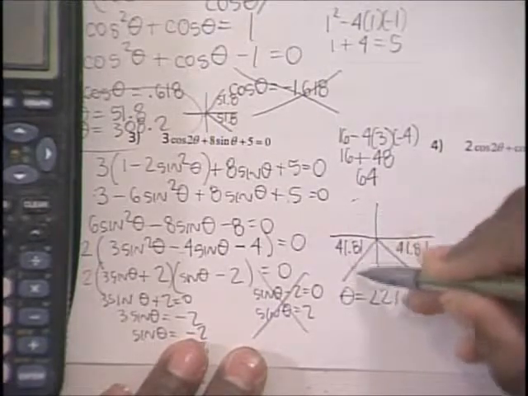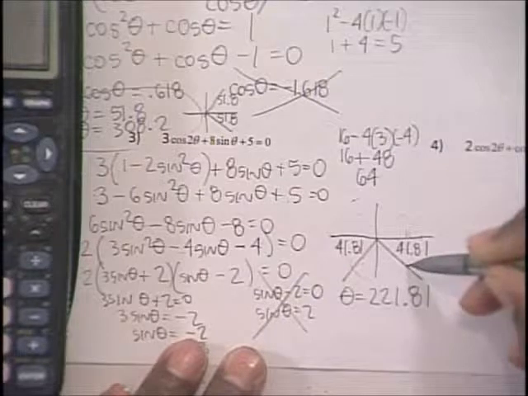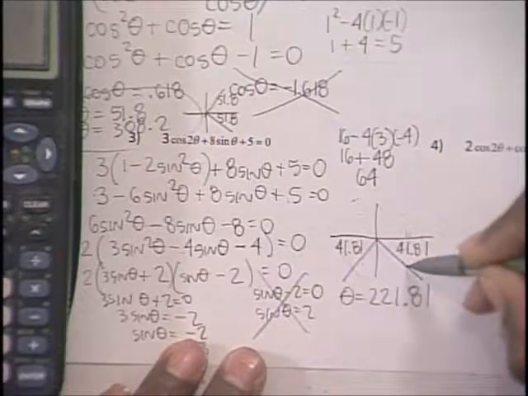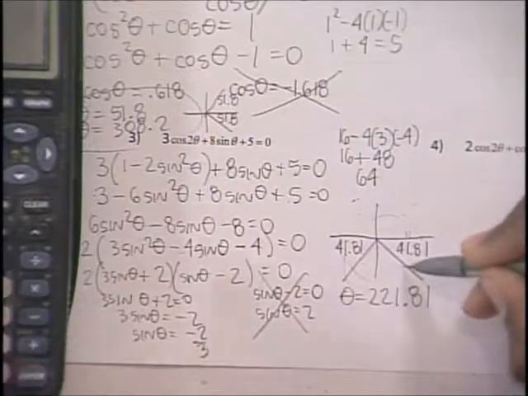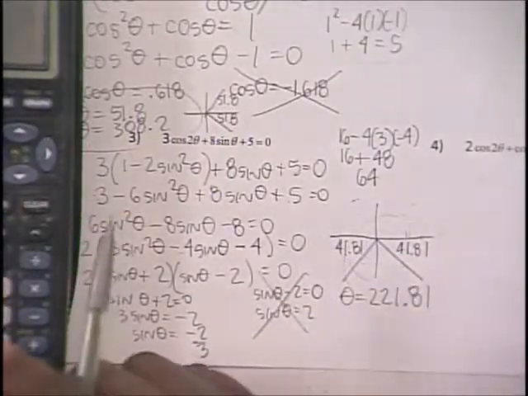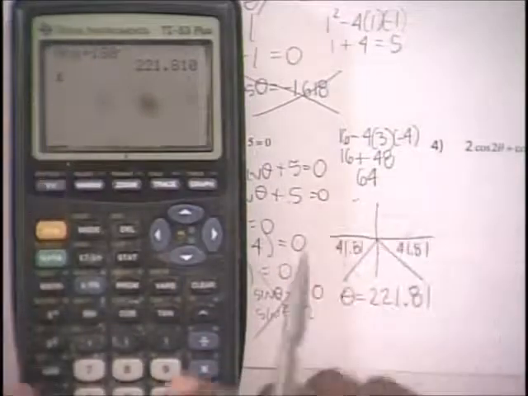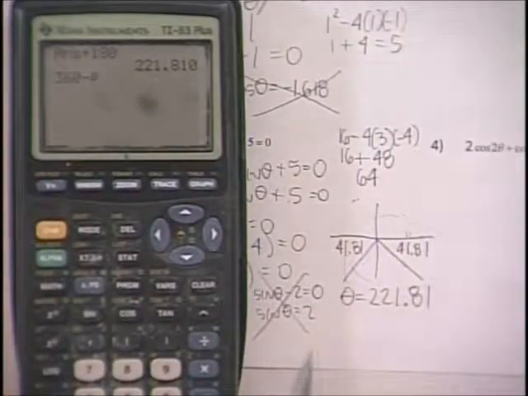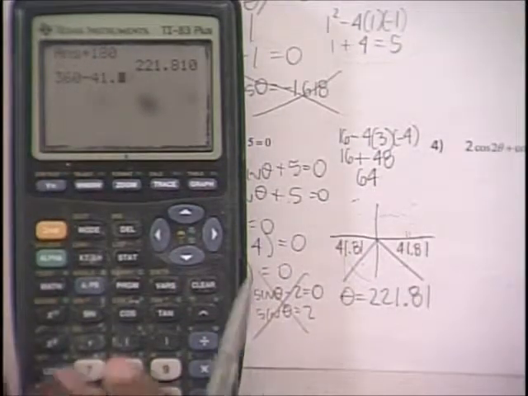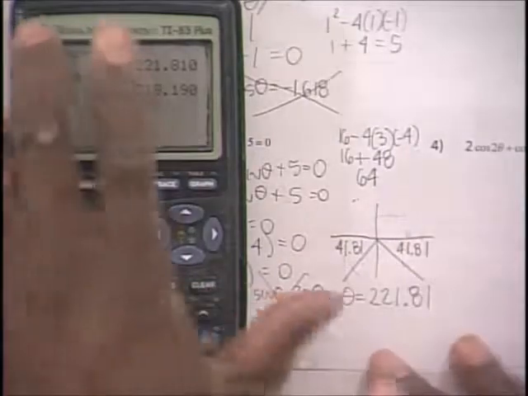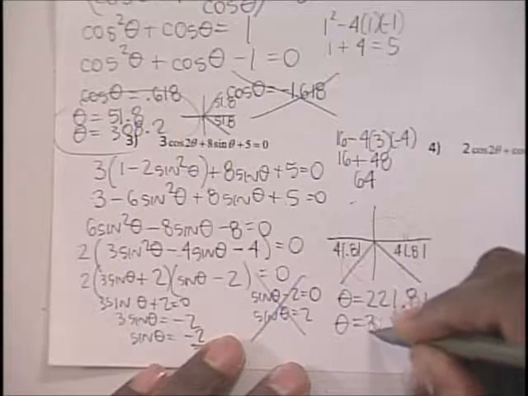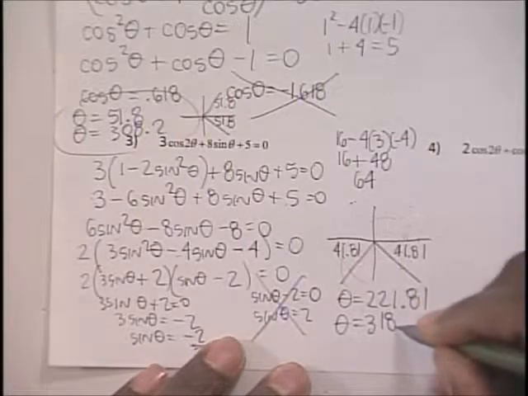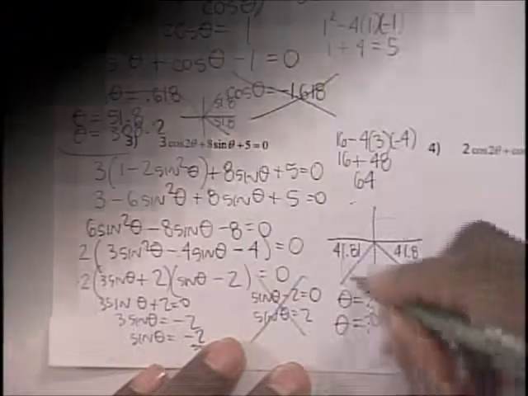And the other angle is 360 minus that. We want this angle right here. The best way to get it is to go back past the angle and then subtract it. So we have 360 minus the 41.81, and you get 318.19. The other answer is 318 degrees, 0.19. Final answers.